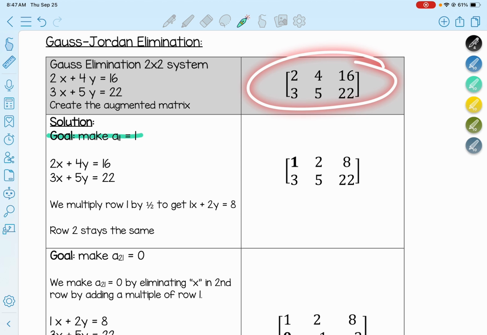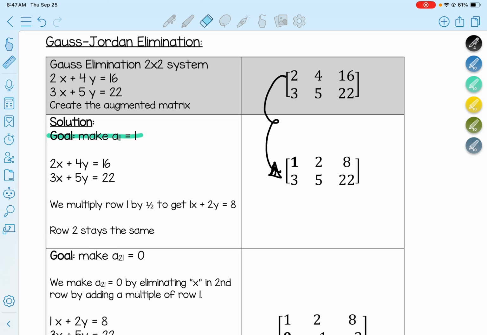To get from this top matrix to this bottom matrix, you're going to notice that what they did is they changed 2 into a 1. So they took this entire row. Sorry, that's actually not how I want to write it. I'm going to write it like this. They took row 1 and they times it by 1/2. So they got a new resulting row 1 to get 1, 2, and 8.